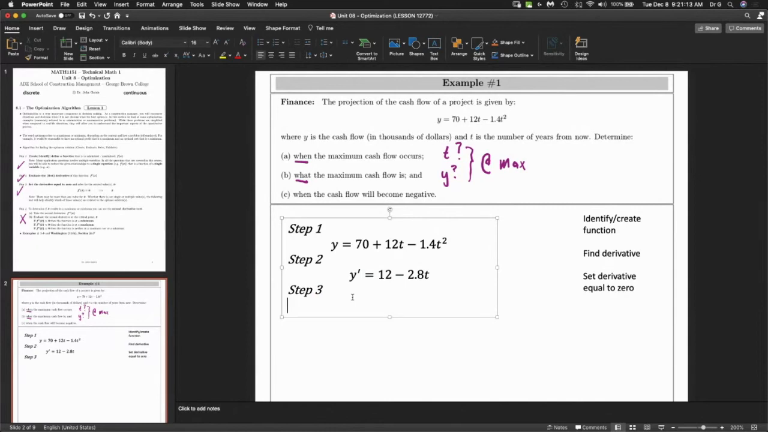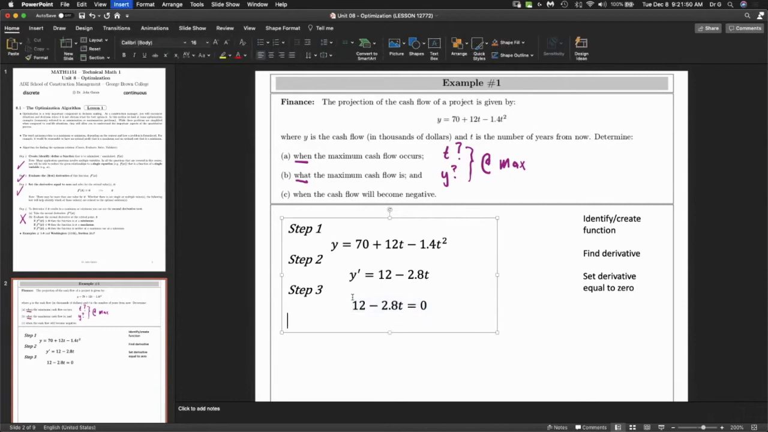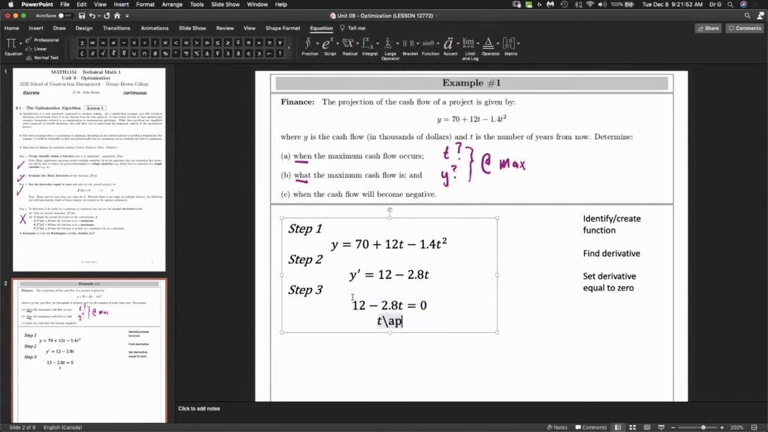What about step 3? What do I do with step 3? What do you do for step 3? That's correct. Let me know in the chat. I know I got 3 people in the chat hitting home runs, but I want you to let me know in the chat that you get this. 12 minus 2.8t equals 0. So then t is approximately 4.29. I'll take Praviti's answer. Thank you.